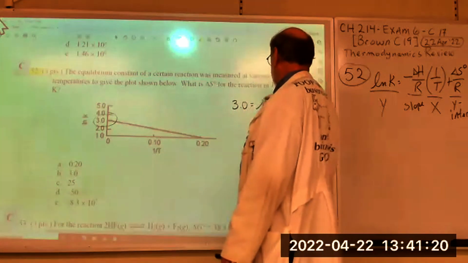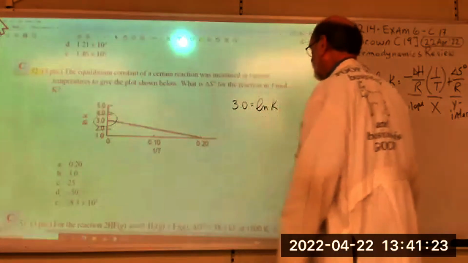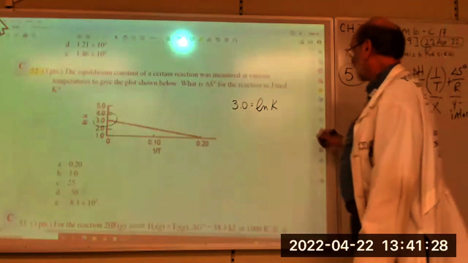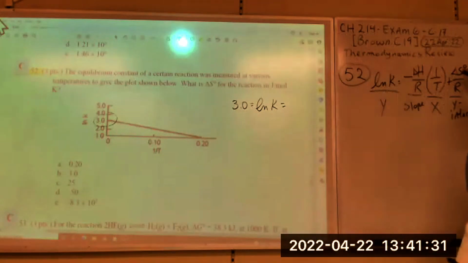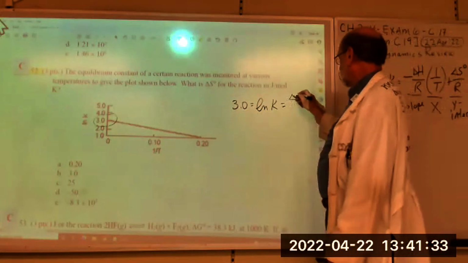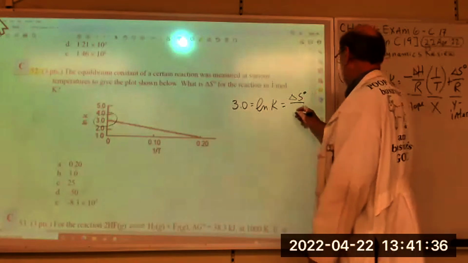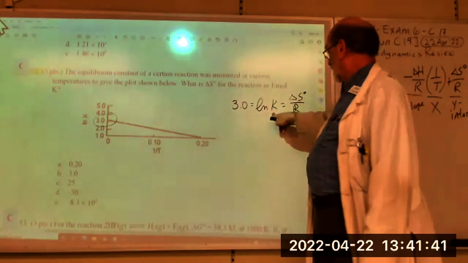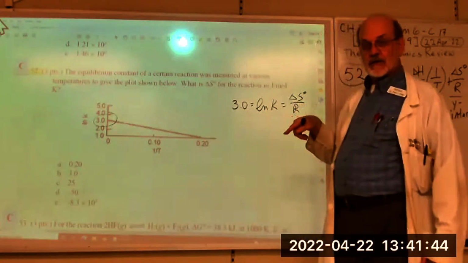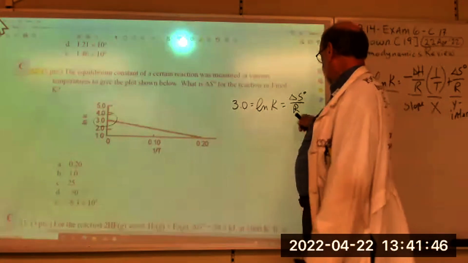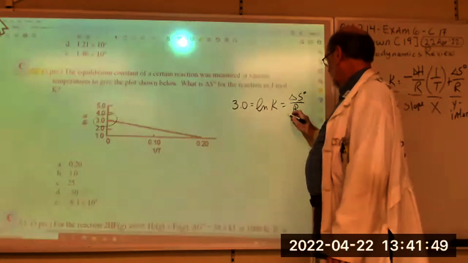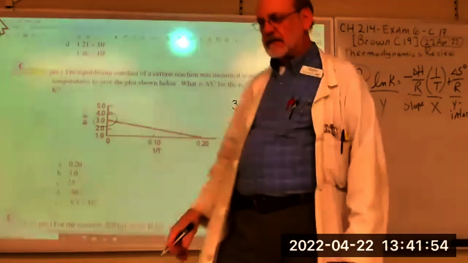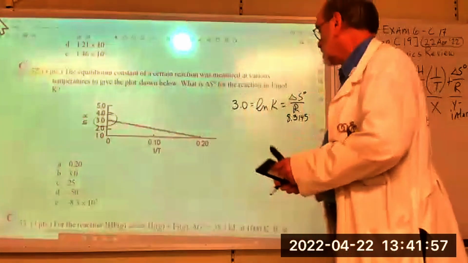3.0 equals the log K. Okay, but that's also equal to delta S0 over R. So we're not solving for K. We're solving for delta S0. So that means we need to plug in this value, which is 8.3145, multiply that times 3, and that should give us our answer.